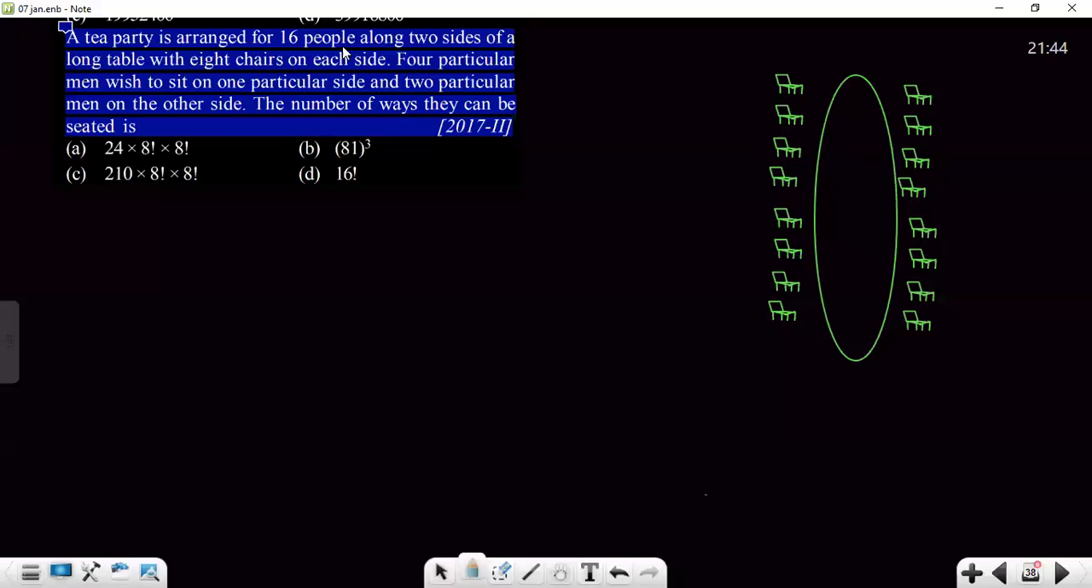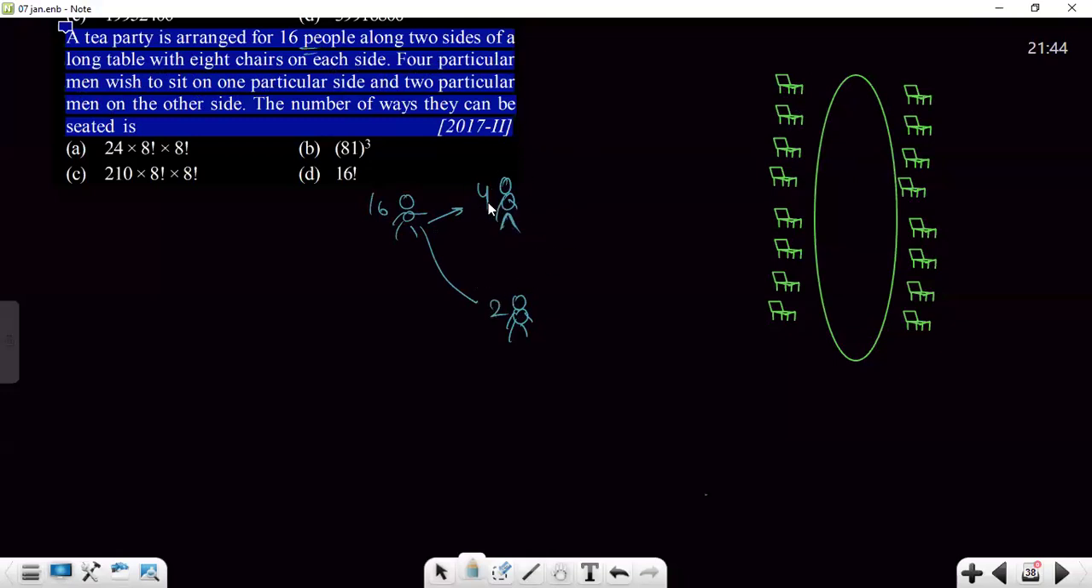Okay. 16 chairs. There are 16 people, eight chairs on both of the sides. Four particular men wish to sit on one particular side. So there are 16 people, and out of these 16, four people want to sit on a particular side, and the other two want to sit on the other side, against these four people. So let's go with the first condition.